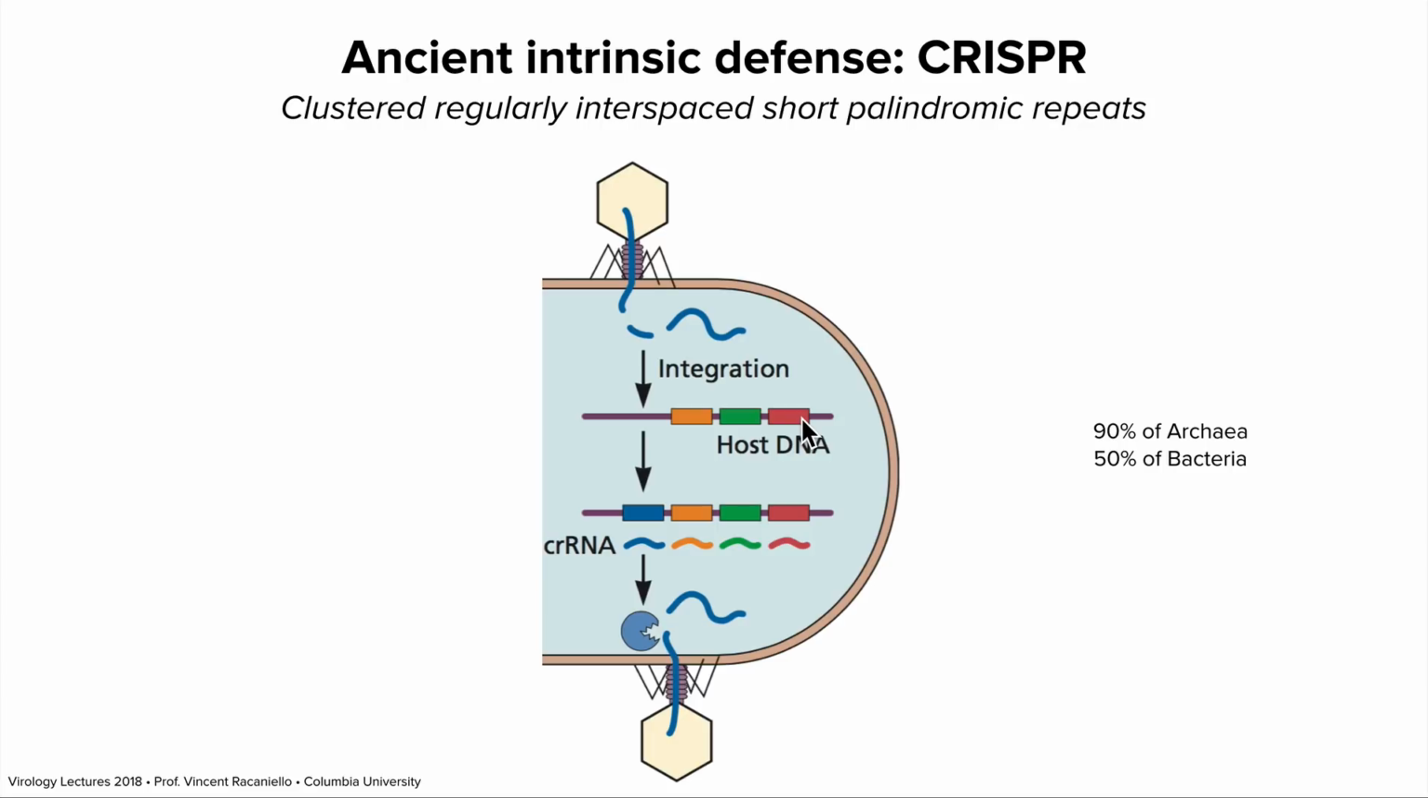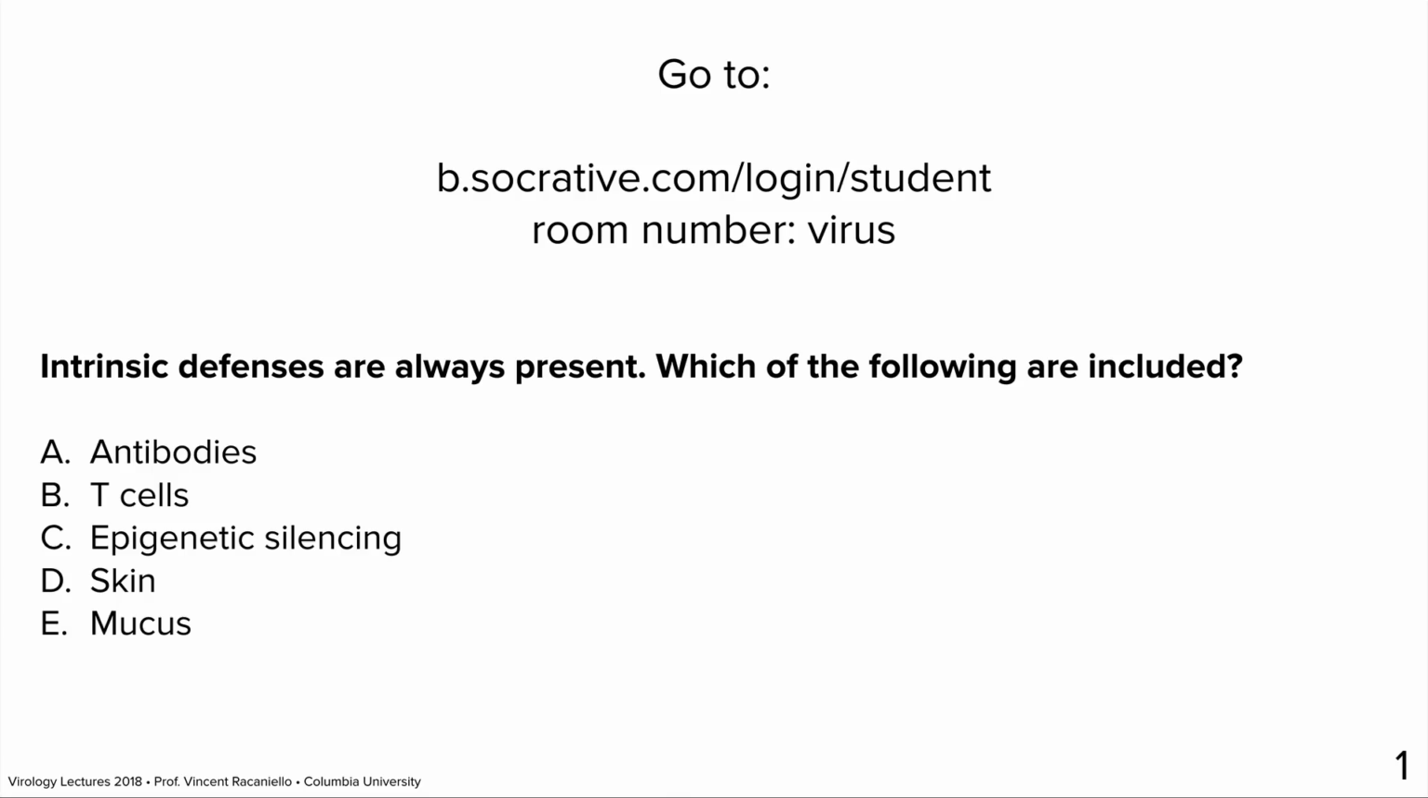So if this cell is infected again by the same virus, these repeated integrated pieces of the viral genome are transcribed into crRNAs, which then together with a protein will degrade the incoming viral DNA, an ancient intrinsic defense. Of course, this has been repurposed now to use these activities to edit genes and so forth, and very exciting research possibilities. Let's take a quiz.